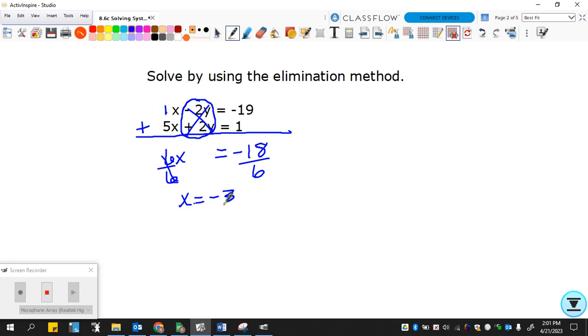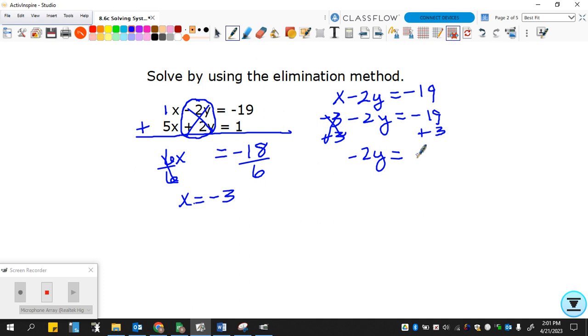Then we're going to go ahead and plug it into one of the equations. I'm going to plug it into the top one. I'll rewrite it because I wrote over it. x minus 2y is equal to negative 19. Instead of the x, I'm going to put in a negative 3 and say minus 2y is equal to negative 19. I'm going to add 3 to both sides. And when we do that, the 3's cancel out. We're left with negative 2y is equal to negative 16.